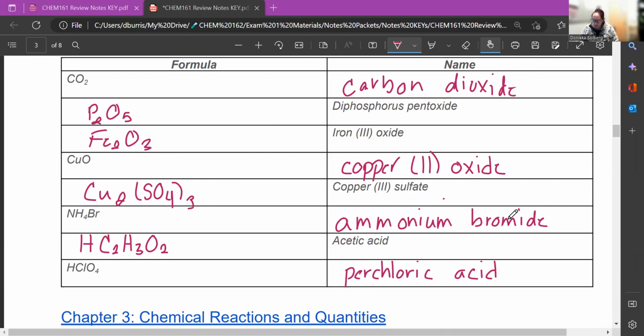Cu2SO4, ammonium bromide, acetic acid. With the acids, you figure out what the ion was. Acetic would have been from acetate. The acetate ion is C2H3O2. It has a -1 charge, so I had 1 hydrogen to balance it out. HClO4, I would look for this polyatomic ion. It is called perchlorate. So I named it perchloric acid.